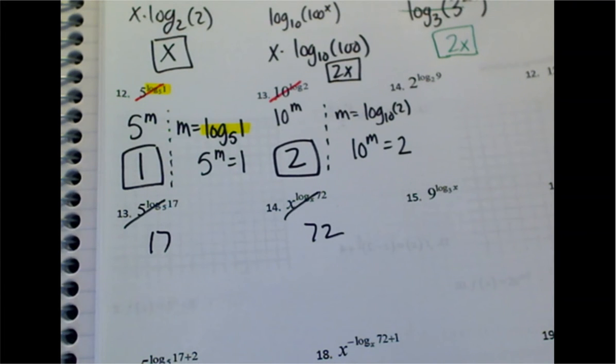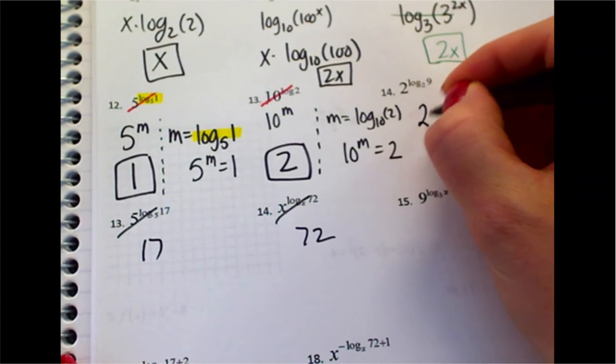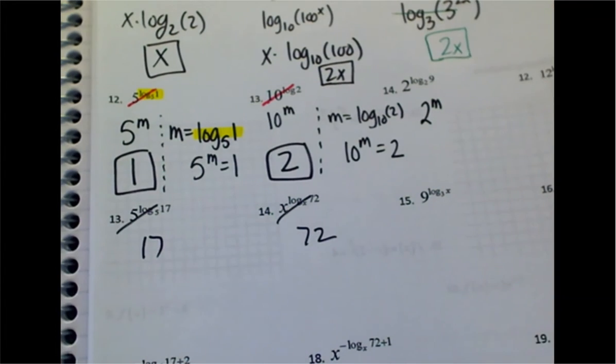So, all right, I'll do it one more time here. I am going to create a substitution. So 2 to the m, where m represents the exponent.